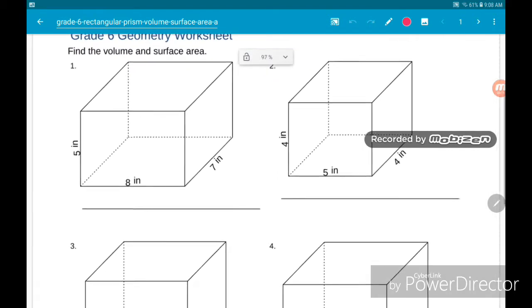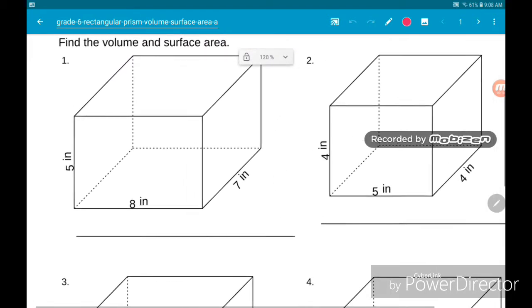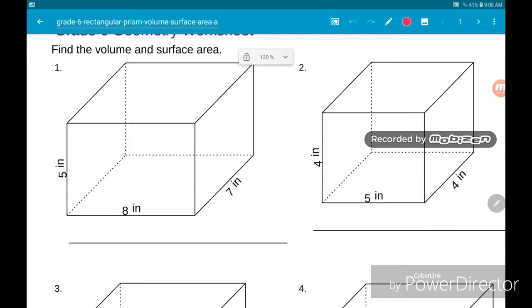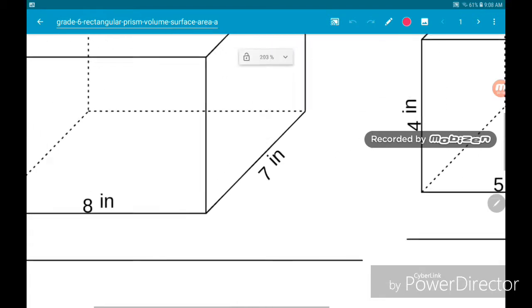This is number 1 on the first of the sheets. The one where you have an 8, 7, and a 5.